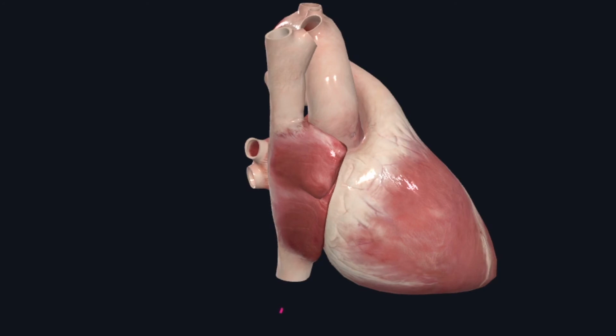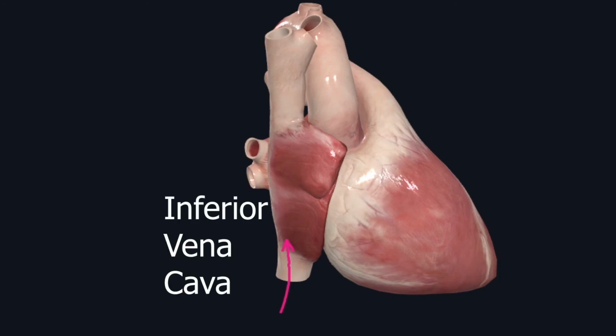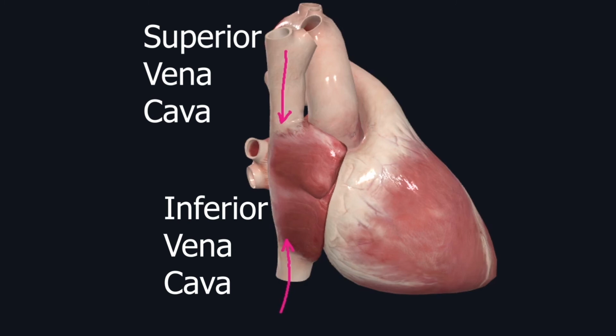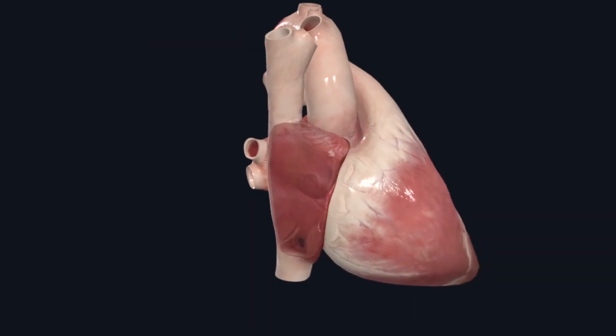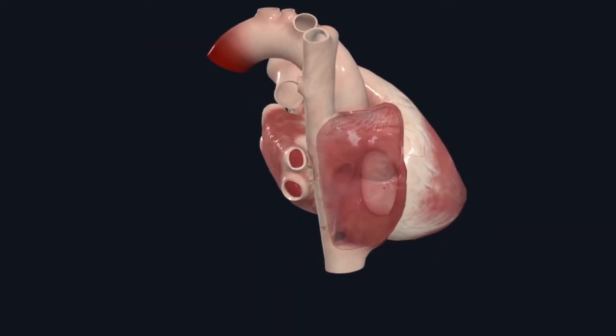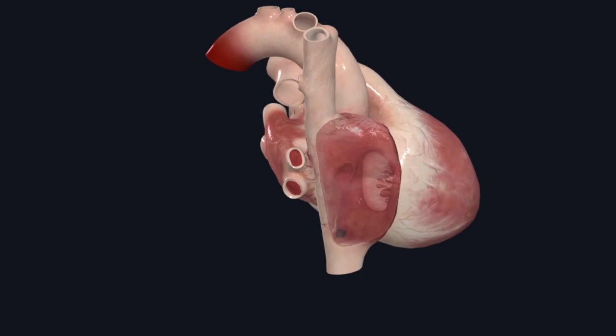First, blood is going to flow from the bottom part of our body through a vascular structure called the inferior vena cava. Blood from the top part of our body will come towards the heart from the superior vena cava. Both of these structures will dump into the right atrium. The right atrium then pumps blood through the tricuspid valve into the right ventricle.